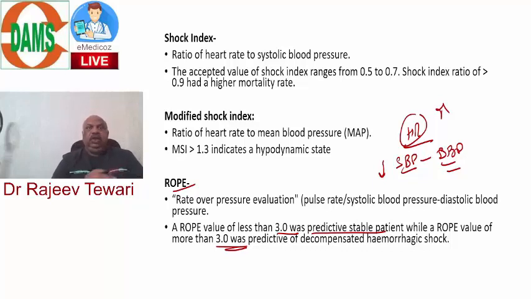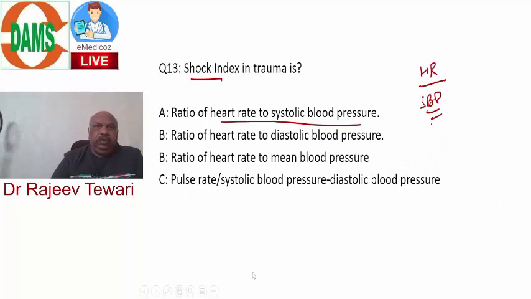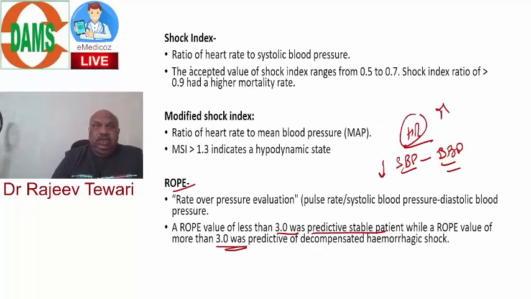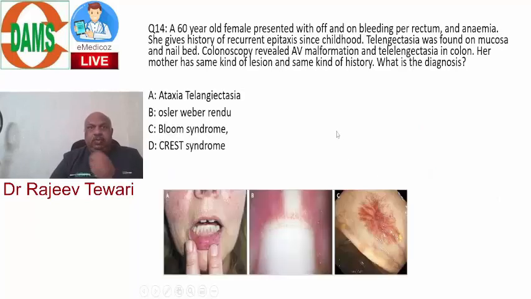So these three indices, shock index, modified, they have already asked one shock index in All India. Heart rate upon systolic blood pressure is shock index. Modified shock index is heart rate upon mean arterial pressure. And shock index more than 0.9 is considered high mortality. Modified more than 1.3. And ROPE, rate over pressure evaluation, more than 3 is relatively poor prognosis.